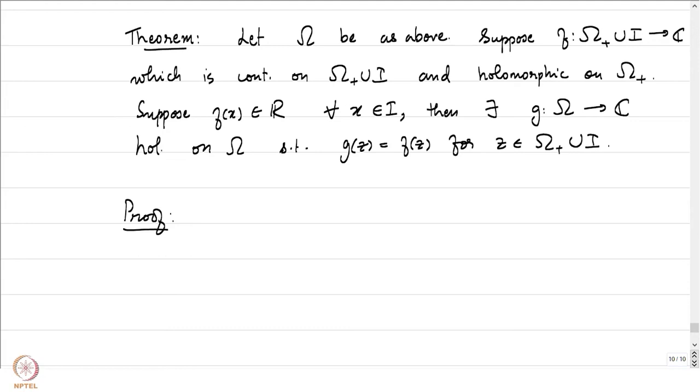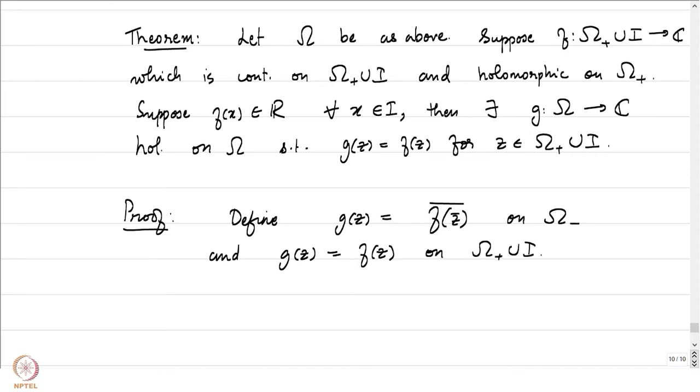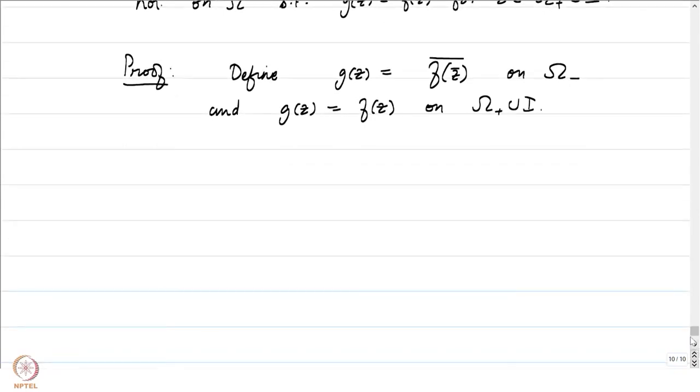We have already given a candidate to ourselves: when f is a real number on I, then we know that f of z is the same as f of z bar the whole bar if it is defined on the symmetric domain entirely. So, we will just define g of z to be equal to f of z bar the whole bar on omega minus, and g of z to be equal to f of z on omega plus union I. So, if you notice, we have just defined g to be equal to f on omega plus union I. So, in particular, g is going to match with f on omega plus union I. We just need to ensure that this function g is holomorphic. If we are able to do that, then we have a holomorphic extension of f to omega. Let us get to proving that.